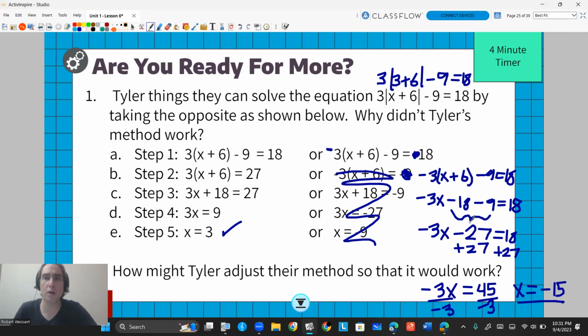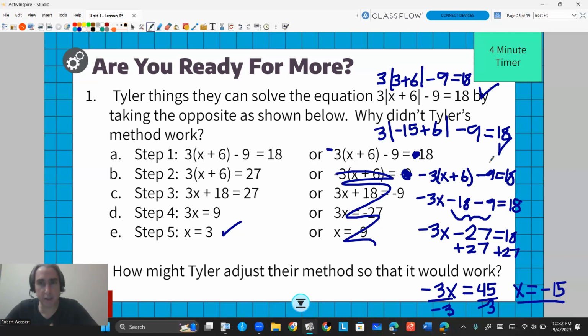Does negative 15 work? Let's go back and plug it in. 3 absolute value, negative 15 plus 6. Yeah, what's negative 15 plus 6? That's right, it's negative 9. So that should work, right? 3 times the absolute value of negative 9 is 3 times 9, 27 minus 9 is 18. So both of those work.